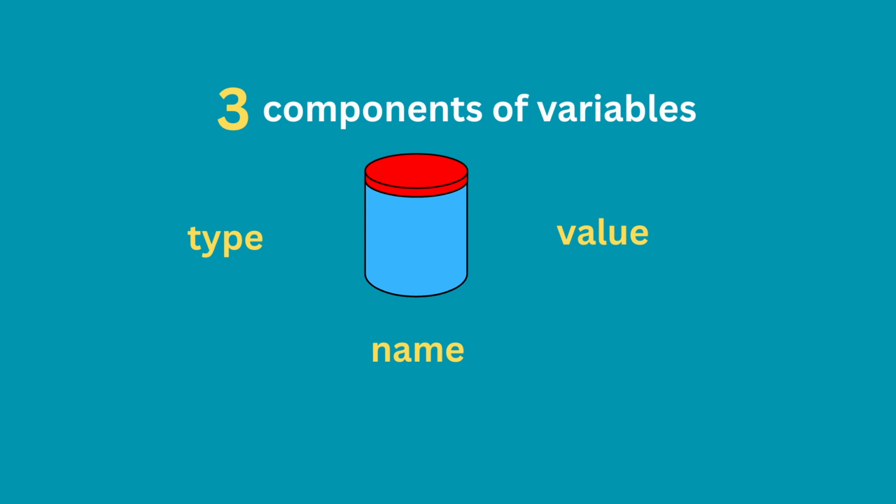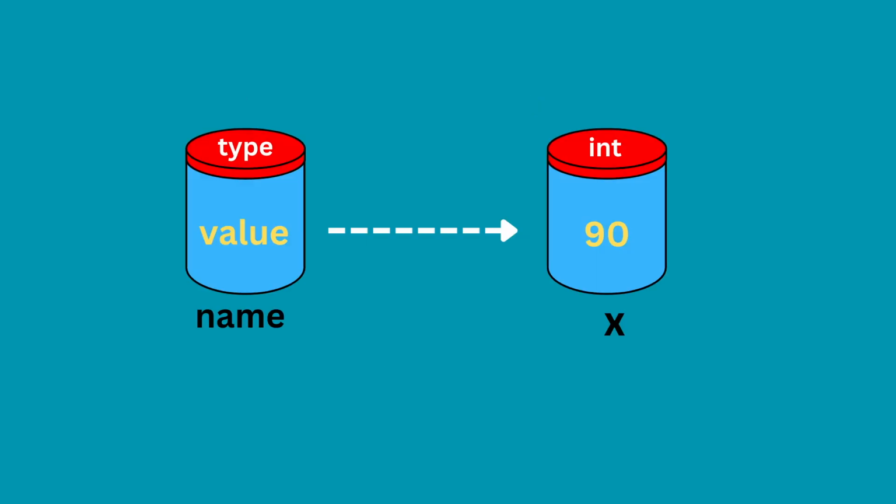Now as I told you, every variable in Java actually has three components: type, name and a value. The type will define what kind of value that a variable can store. If it is integer, it can store only integer value, and if it is a character, it can store only one character value. And name is the label that you give to that container. In our case, it's x here, and value is the actual data stored inside it, which is 90 here.